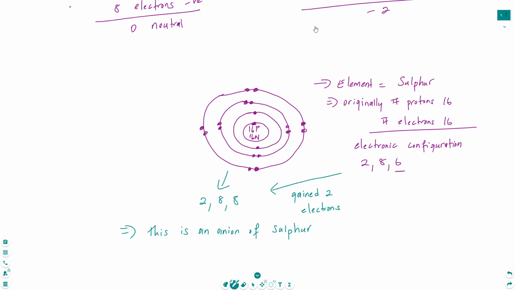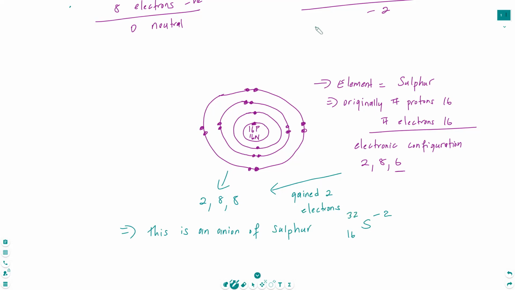All right, so I know that it must have gained 2 for it to have 8 on the outer shell. Now, because it has gained electrons, when you gain electrons, you develop a negative charge, and you gain 2 electrons, you develop a -2 charge. So essentially what I drew for you here was an anion of sulfur.